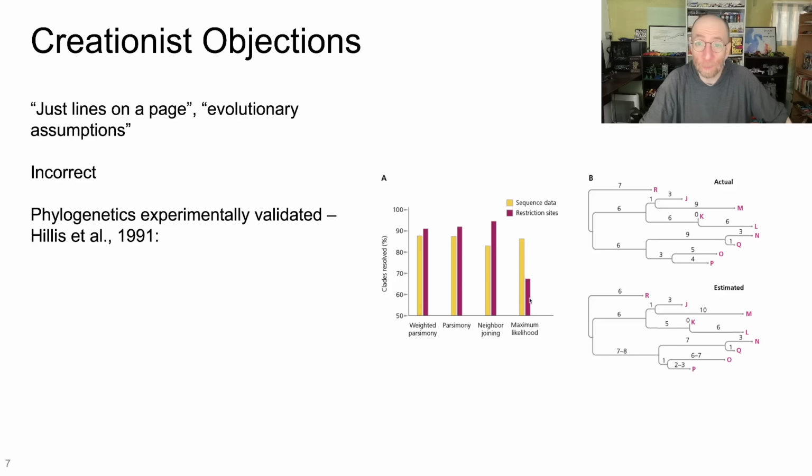Now, I'll say here that restriction sites are a terrible way to do this. We don't do this anymore because this is from the early 90s. It's all with the sequence data now. And these techniques have only gotten better and more precise, obviously, since the early 90s. So these techniques are perfectly valid. They work. They've been experimentally validated.